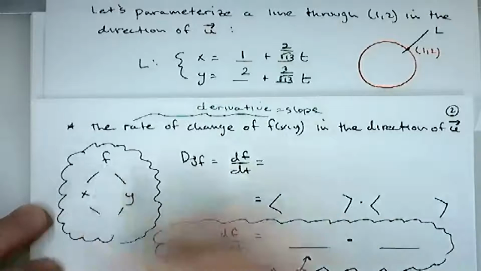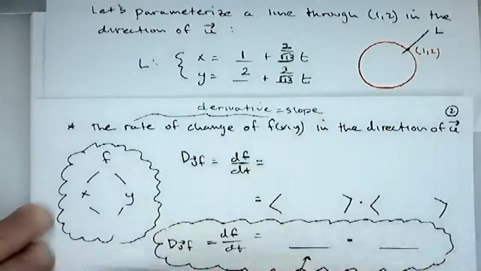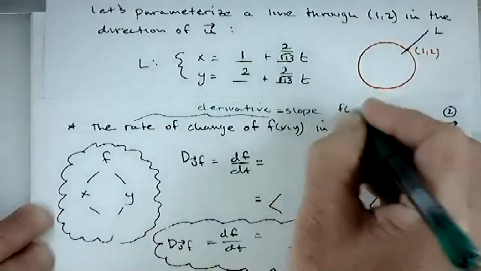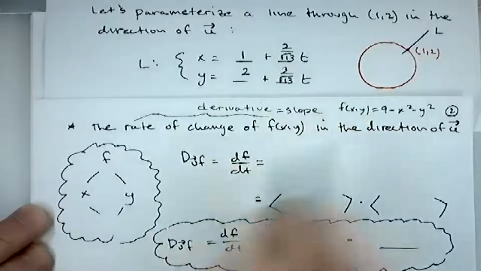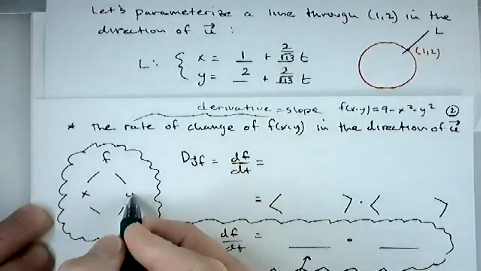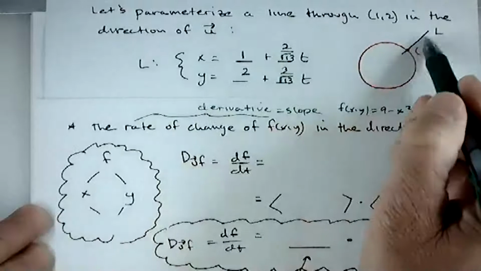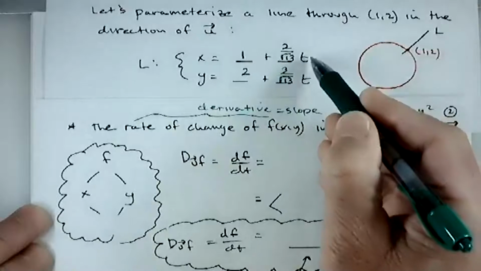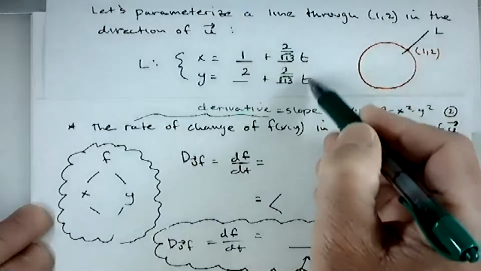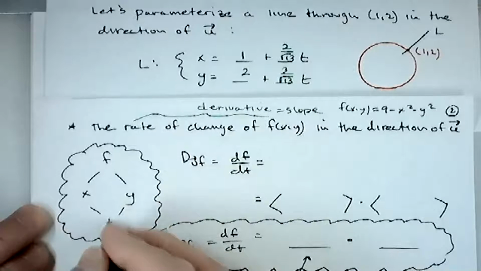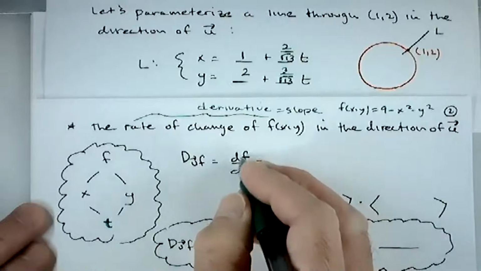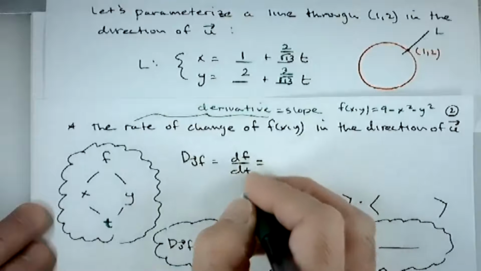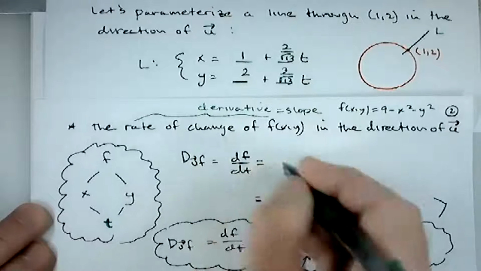My function, remember my function was, I should write this down. My function was 9 minus x squared minus y squared. My function is a function of x and y. But if I'm moving along this line L, then I have x and y written in terms of t, don't I? Both x and y are now functions of t, at least along that line L. So what would the derivative say? I want to find the derivative of my function. I want to find out how much I change for each unit of t.